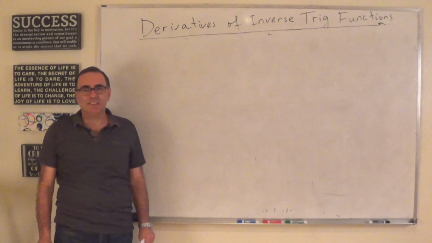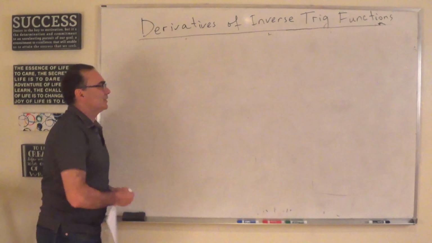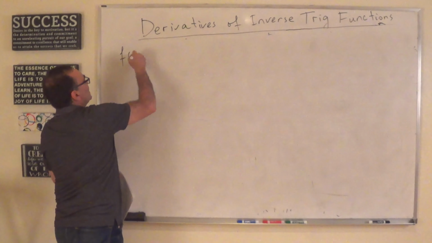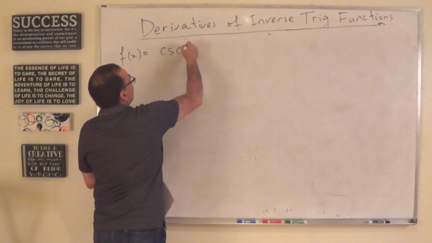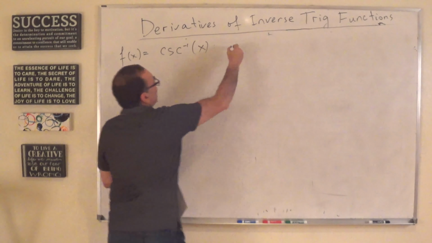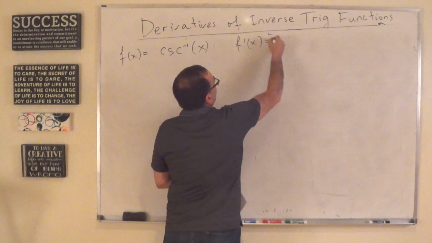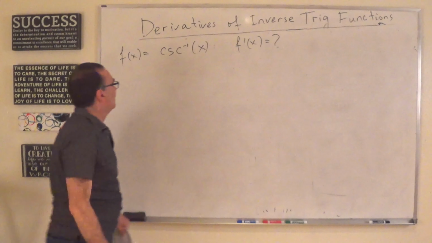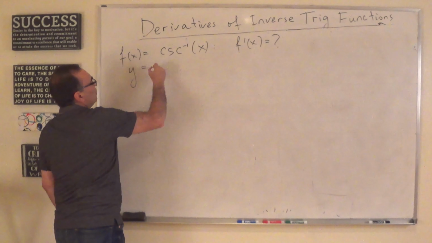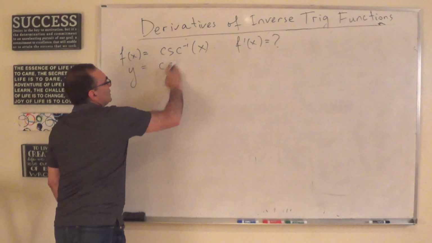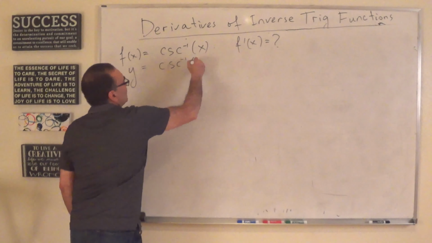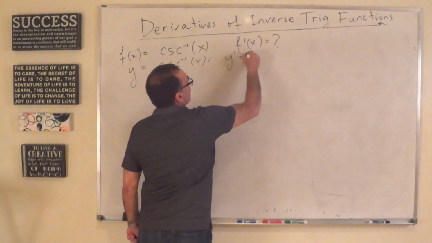And the next function is inverse cosecant. So cosecant inverse. f of x equals cosecant inverse of x. The question is to find the derivative. Again, I will use notation y. y equals cosecant inverse of x. Find the derivative of y.